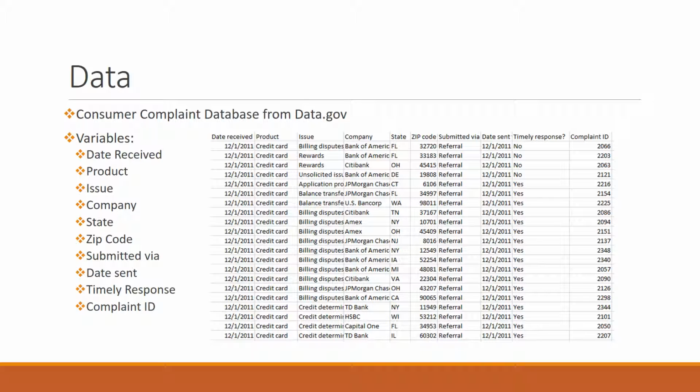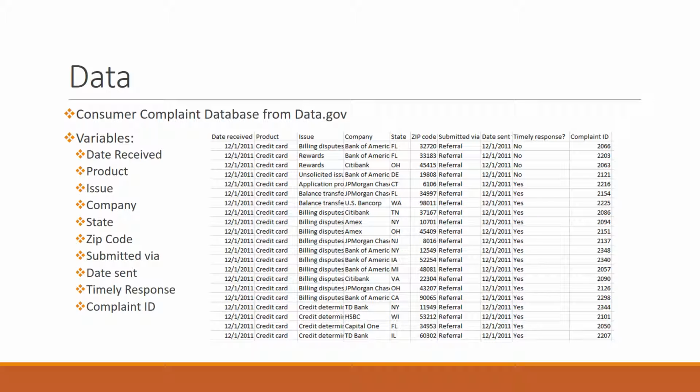We'll be looking at the type of product or service the complaint was about. So it includes consumer loans, credit reporting, debt collections, and a few more. We'll also be looking at this method of submission, such as email, fax, phone call, postal mail, referral, or web.